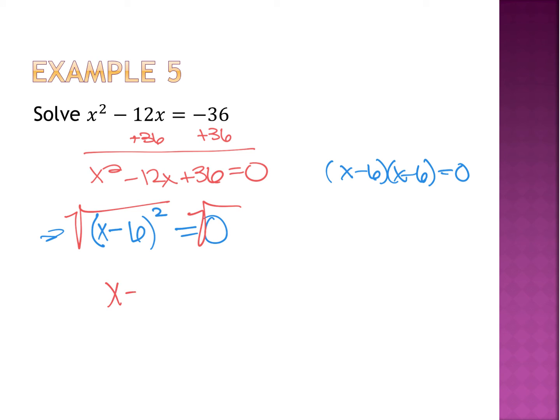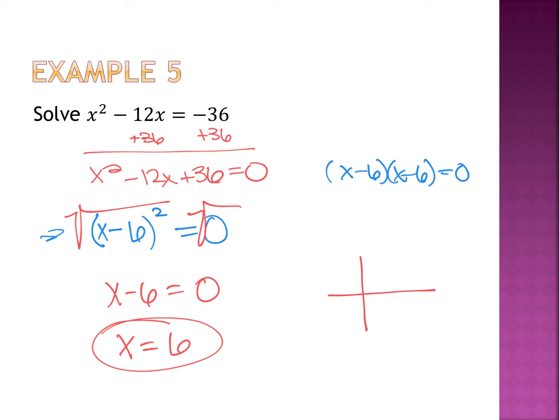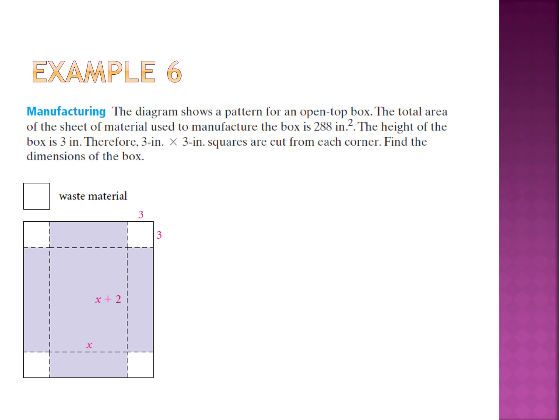Well, that's going to give me x minus 6 equals 0. Because I've only got one solution for the square root of 0, I can go ahead and add 6, and I'm left with x equals 6. So this tells me that my vertex is actually going to be on the point x equals 6. So what that means is if I graph this, because I only have one solution here, that vertex has to sit right there at x equals 6.